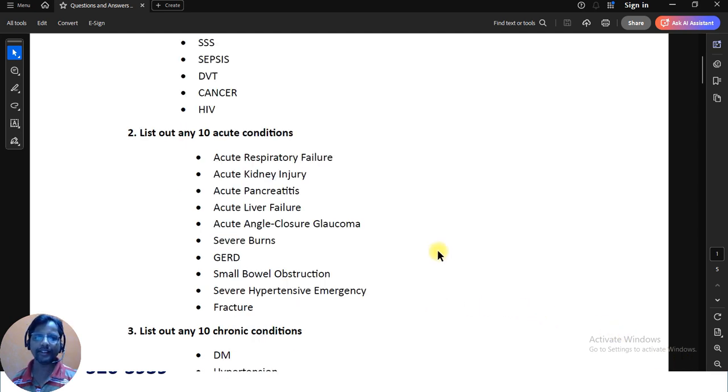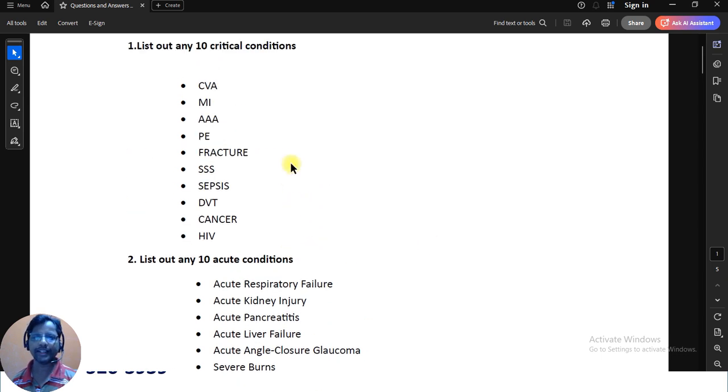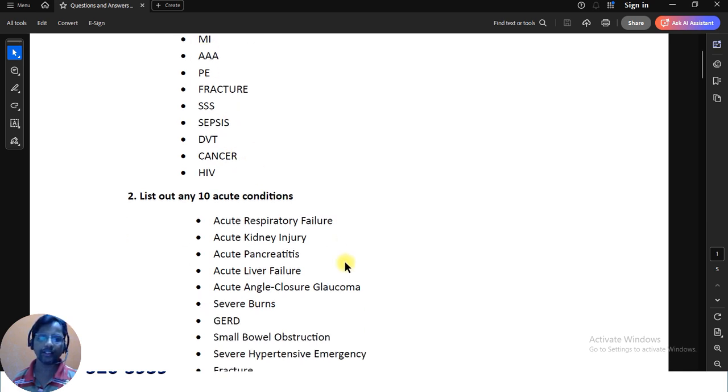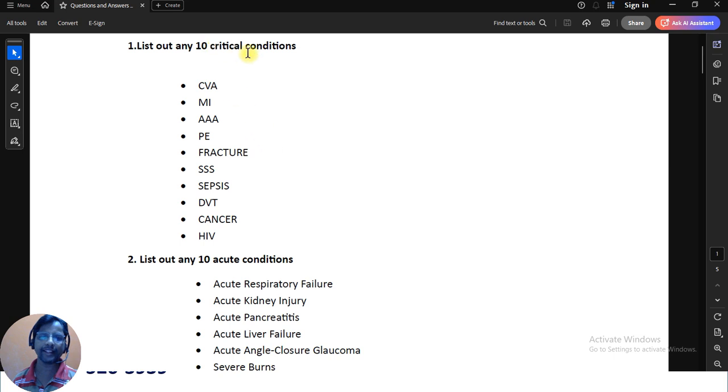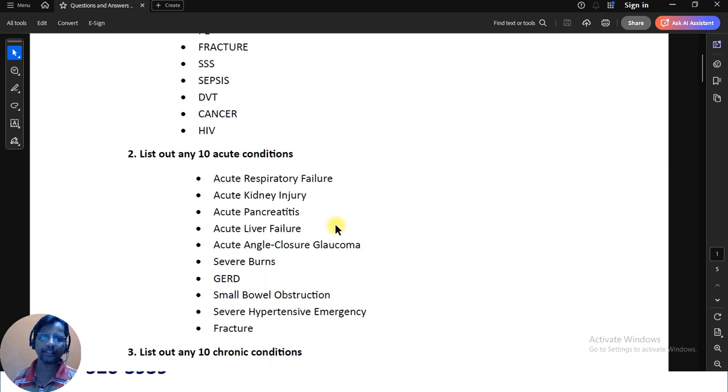Next one is list out any 10 acute conditions. So these are the critical conditions. Without treatment, these conditions can become life threatening. So we must take treatment for all these conditions. That's why they have mentioned them here as critical. Next we have: list out any 10 acute conditions.